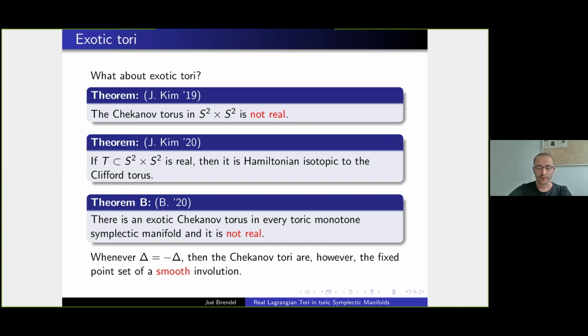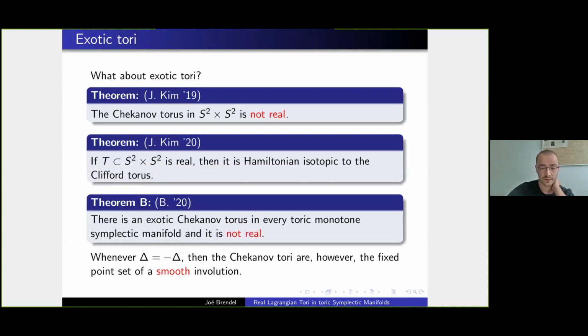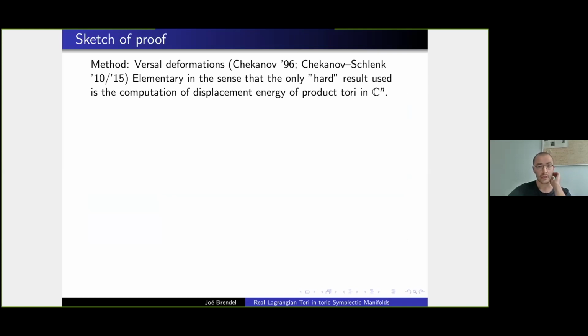Great. Now maybe I'd like to say some words about the proof. One more remark: the result of Kim is shown by completely different methods than the methods that I used, because he uses J-holomorphic disks, and I use the method of Chekanov deformations, and I would like to explain to some extent how this works. So this method goes back to Chekanov in '96 and was used later on by Chekanov-Schlenk in order to distinguish tori, basically.